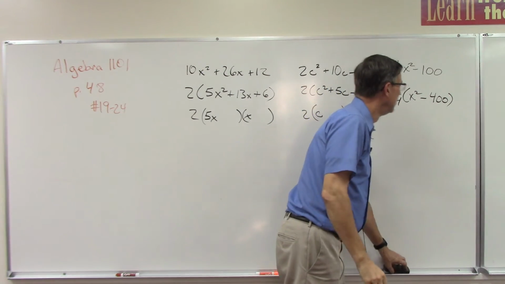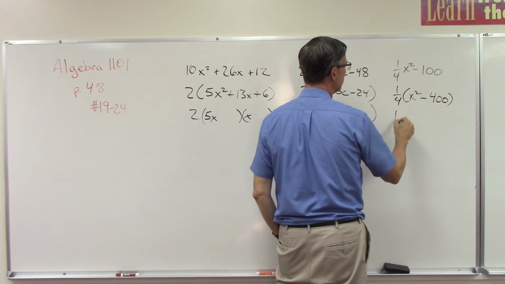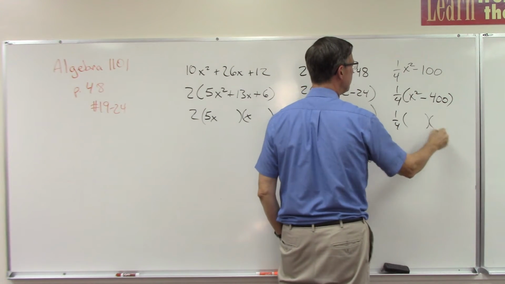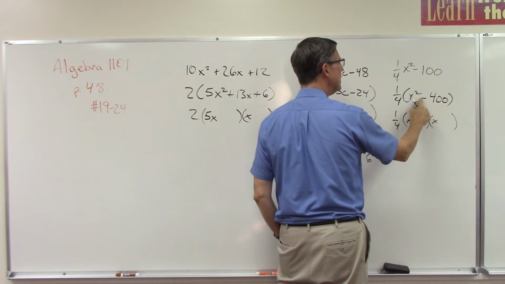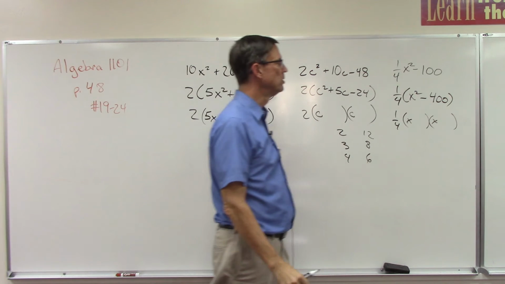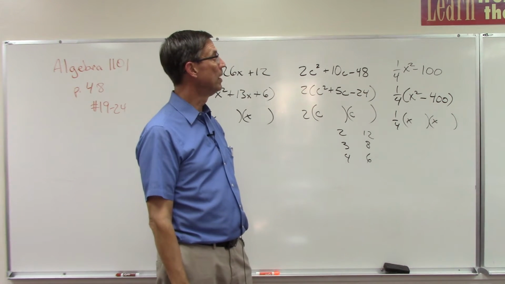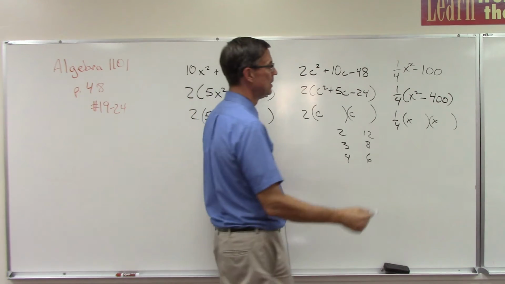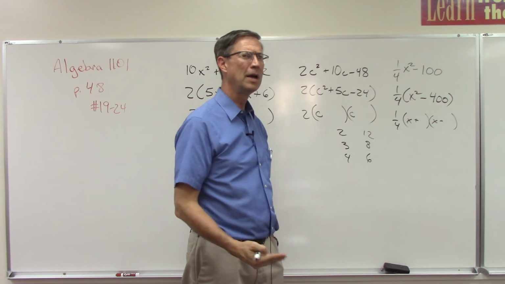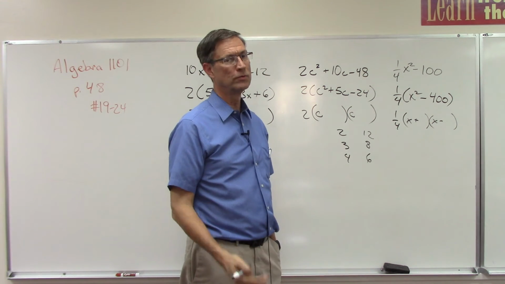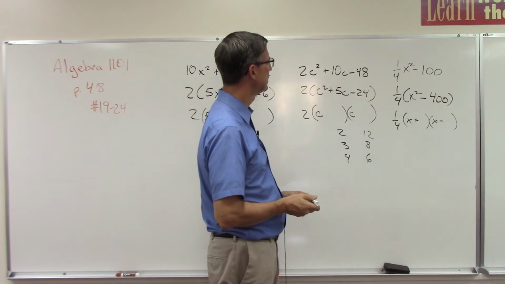Now, we're not done because now we have to factor this. So we'll leave the 1/4 out front, 2 parentheses. This has to be x and x. Because this is the difference of perfect squares, then one of them has to be positive, the other negative. And then you have to think, what number times itself equals 400? And again, I'm going to let you finish that.